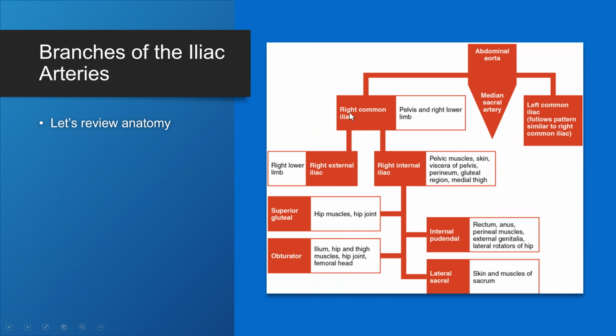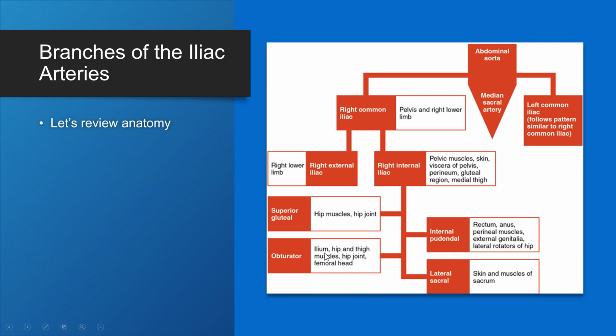Okay, so that's from a right common iliac. We have right external iliac, and a right external iliac brings blood to your lower limb, to your thigh and your leg, and right internal iliac will have branches like superior gluteal, obturator, internal pudendal, lateral sacral, and these will bring blood to the pelvic muscles, skin and viscera of pelvis, perineum, gluteal region, medial thigh.